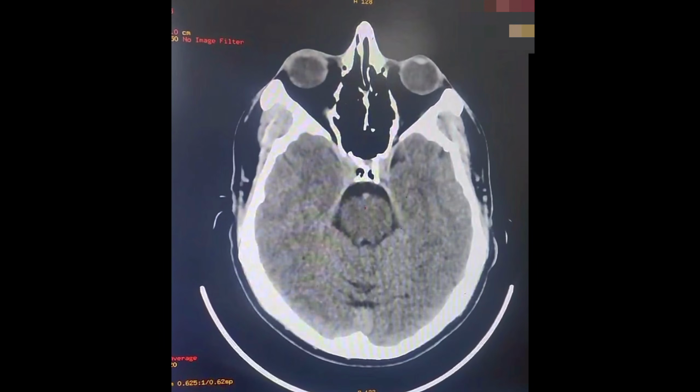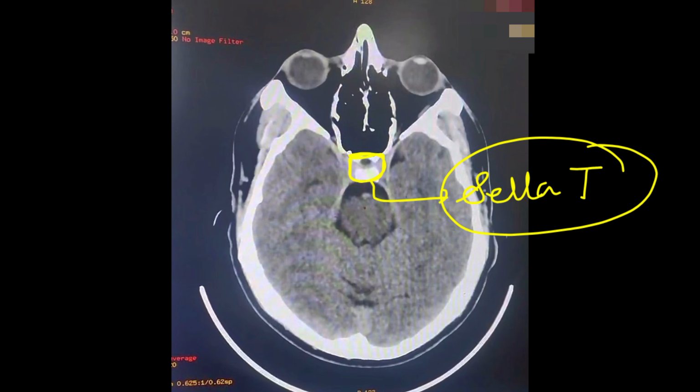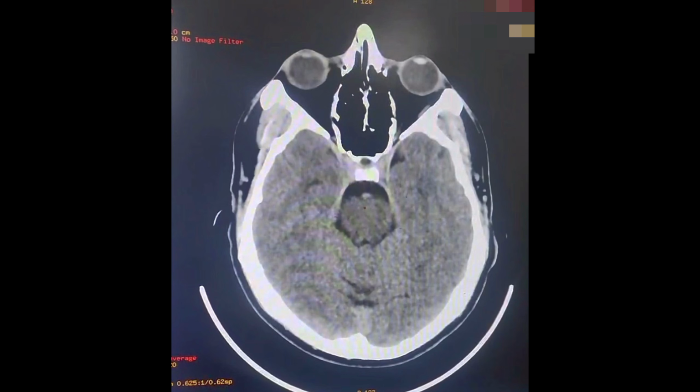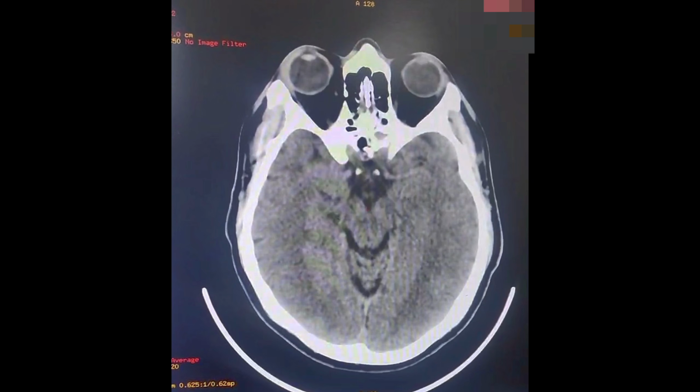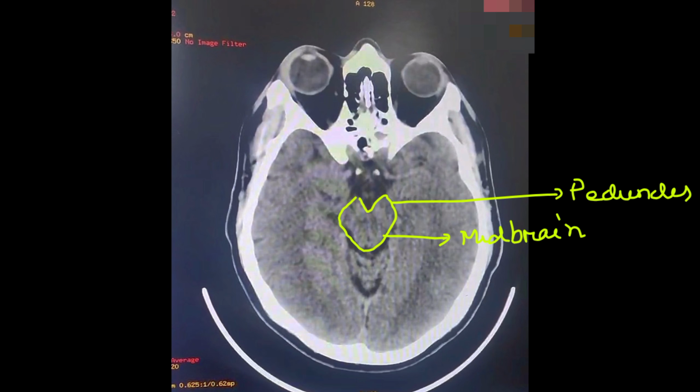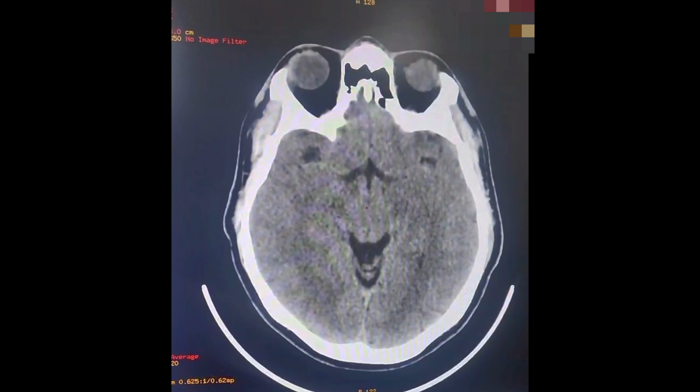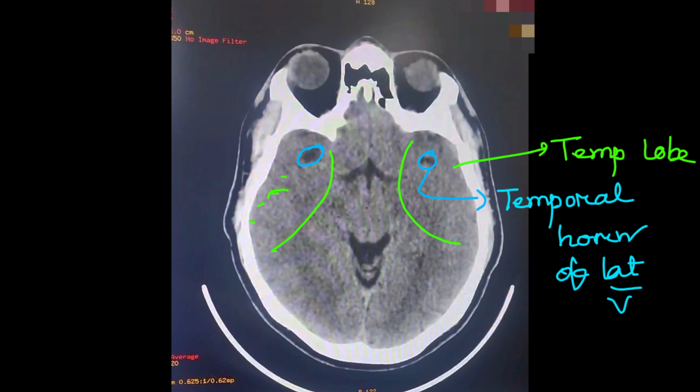As we move upwards, we can appreciate the sella turcica here, and we should remember that inside the sella turcica lies the pituitary. So above this level, here lies the pituitary stalk. Now we know that surrounding the pituitary stalk lies the circle of Willis, and behind the circle of Willis, we know that the midbrain is situated there. So now as we move above, here lies the third ventricle, and here lies the temporal horn of the lateral ventricle, and we also know by now that surrounding the temporal horn lies the temporal lobe.